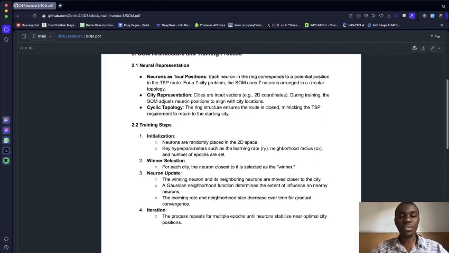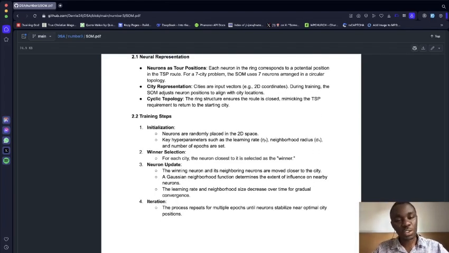The training steps. So in training steps, we have neurons that are randomly placed in a 2D space. We have other parameters like the learning rate, neighborhood radius, and a number of epochs that are set. Now the winner selection is for each city. The neuron closest to it is selected as the winner. So city 1, there are like 2 cities, 2 and 3. So when we find that city 3 is closer to 1 and city 2 is farther from 1, we go with city 3 as the winner.